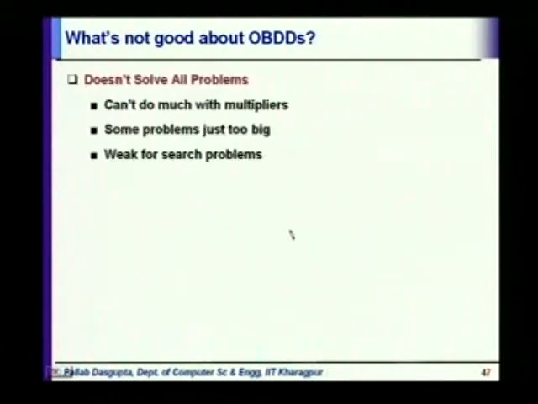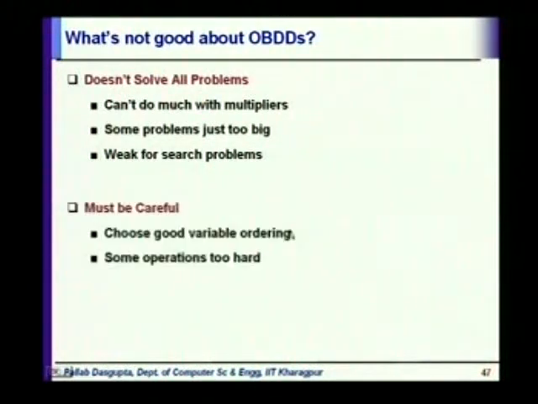What's not so good about OBDDs? It doesn't solve all problems. Multipliers is a class of circuit for which they always blow up, and it's important to choose a variable ordering, and some types of operations are very hard to implement using BDDs.